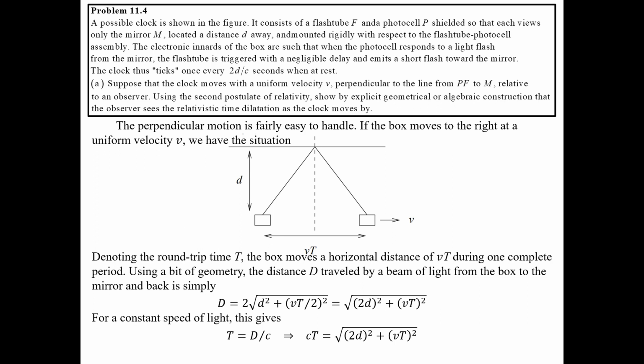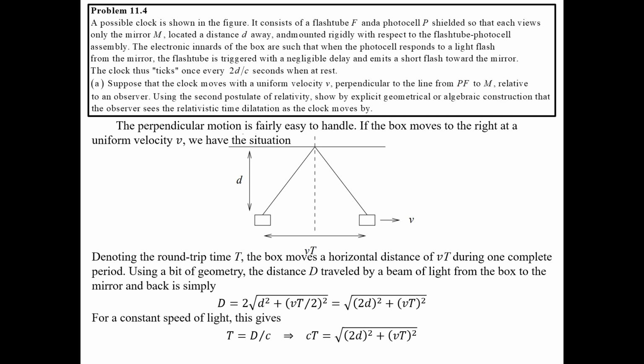Problem A. Suppose that the clock moves with a uniform velocity v, perpendicular to the line from P/F to M, relative to an observer. Using the second postulate of relativity, show by explicit geometrical or algebraic construction that the observer sees the relativistic time dilation as the clock moves by. Time dilation.